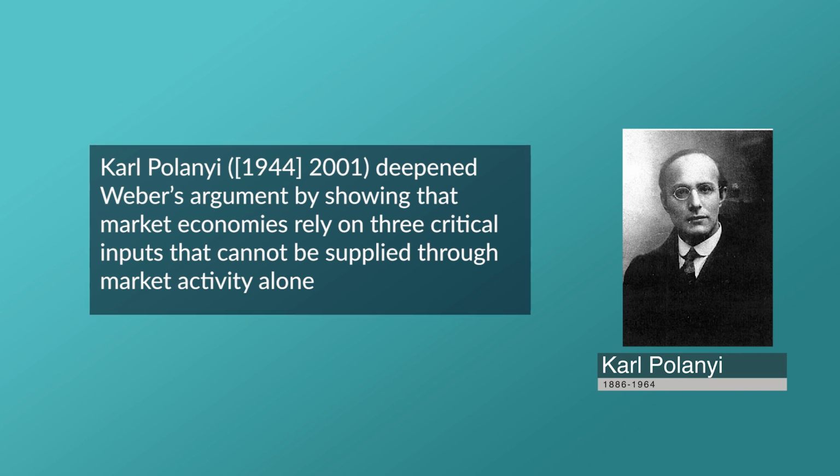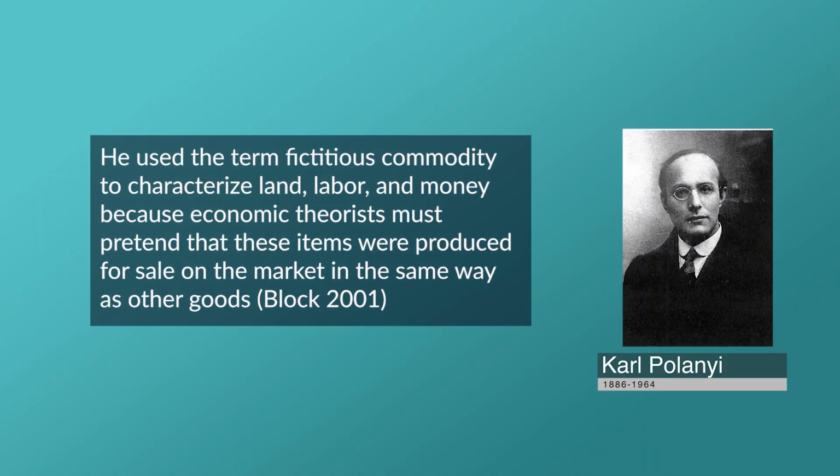by showing that market economies rely on three critical inputs that cannot be supplied through market activity alone. They are land, labor, and capital. Karl Polanyi used the term fictitious commodity to characterize land, labor, and money because economic theorists must pretend that these items were produced for sale on the market in the same way as other goods.